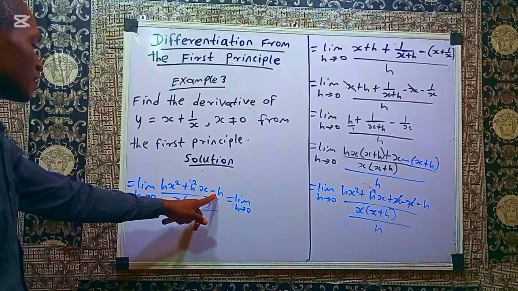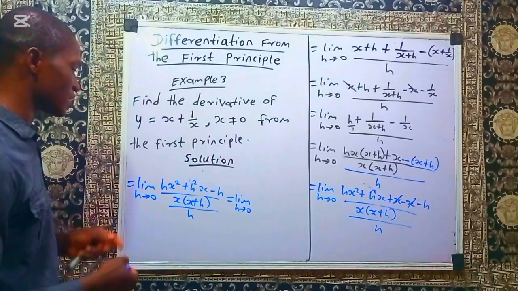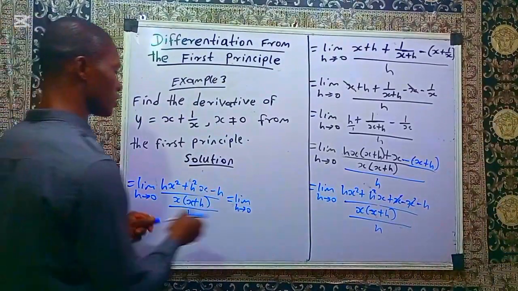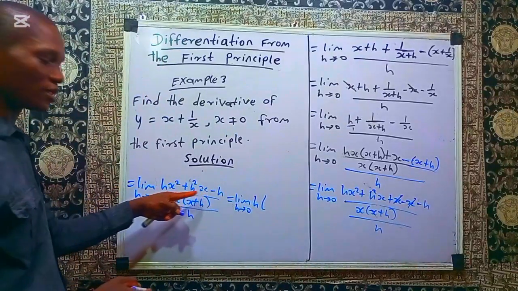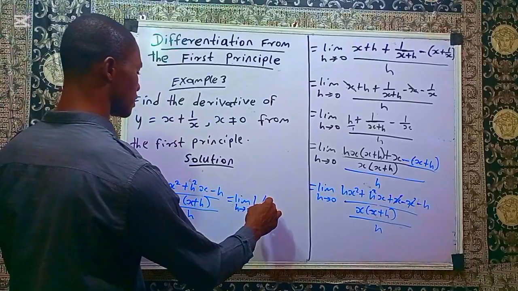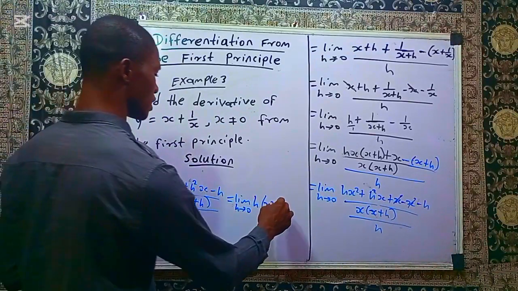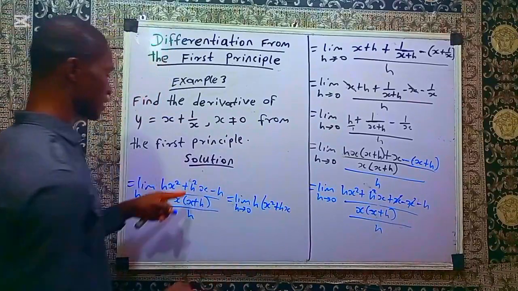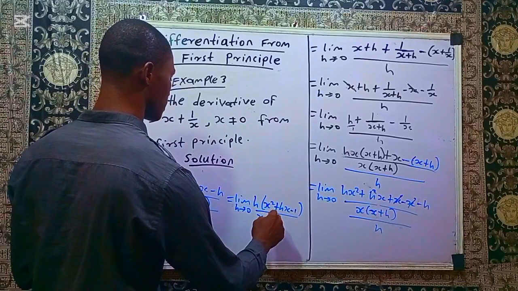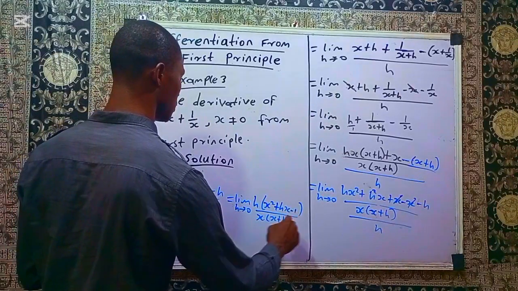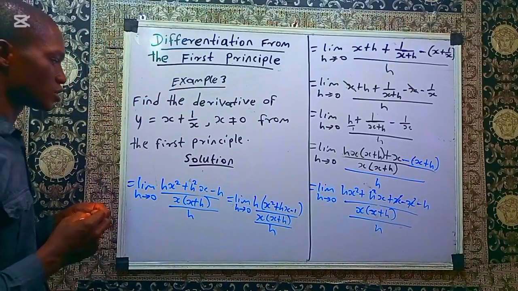So clearly h is common here. H can come out of this expression. So I can factor out h. If I factor out h, I will divide everything by h up here. So here will be remaining x squared. Then h divided by hx squared will be remaining positive hx. And h divided by minus h will give minus 1. So all divided by x into x plus h, all divided by h. So this is what we have.